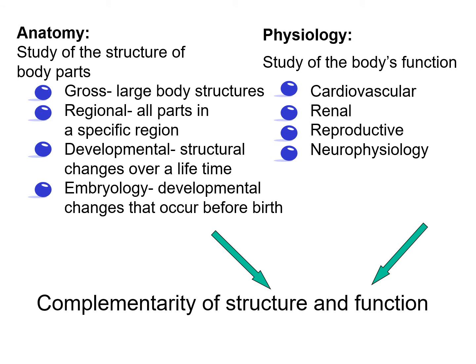Obviously, reproductive has to do with reproduction and the production of offspring. And in neurophysiology, when you see neuro, that lets you know you are dealing with something to do with your nervous system.